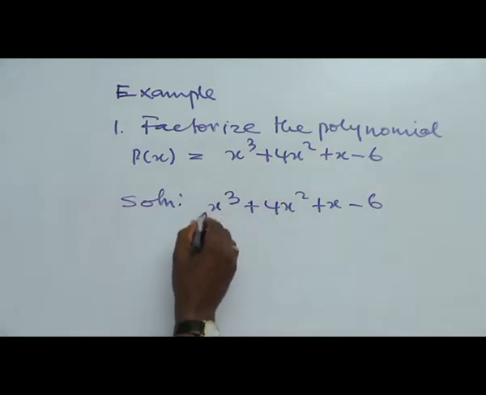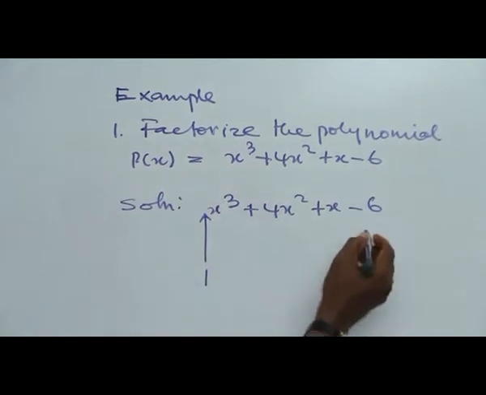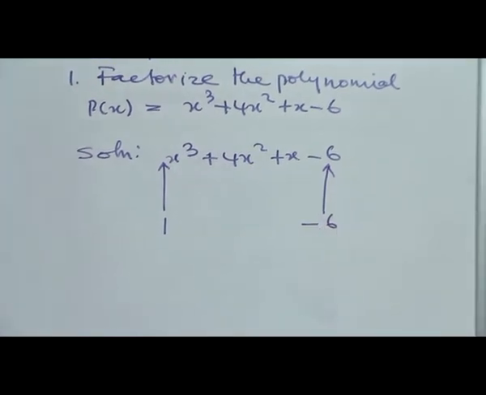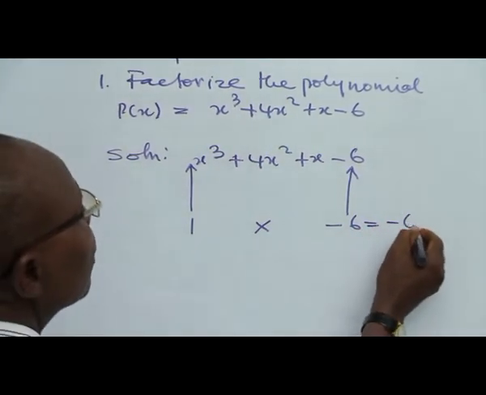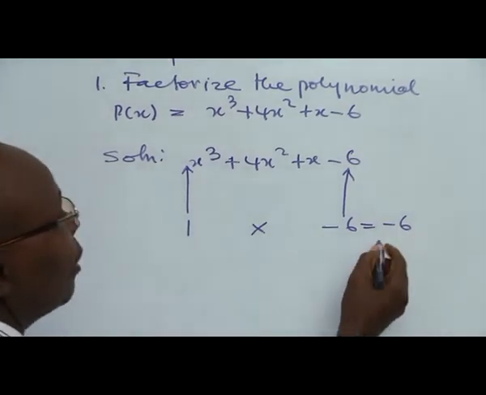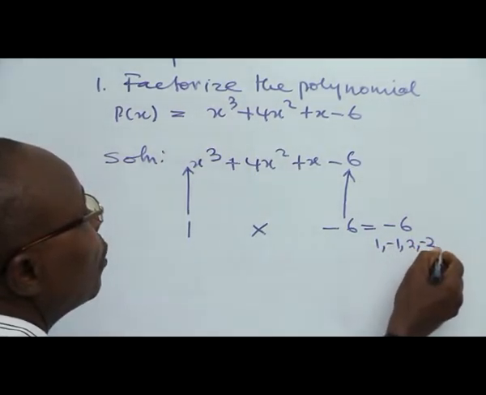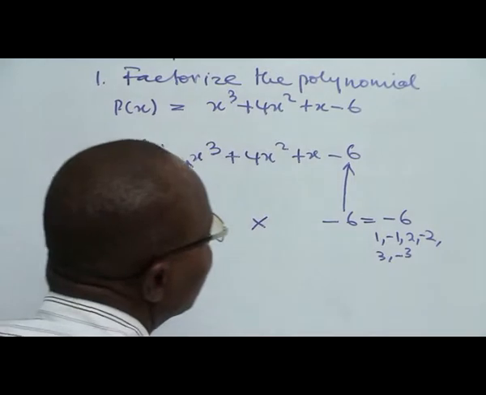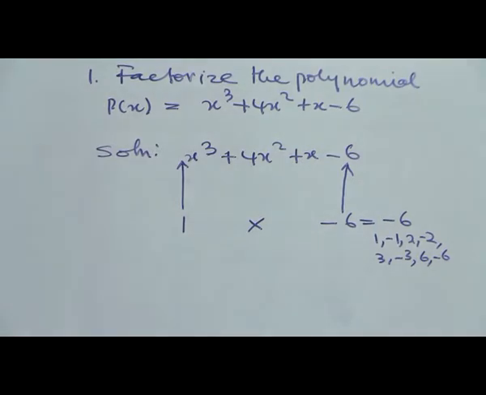Bring out the coefficient of s cubed. The coefficient of s cubed here is 1. Bring out the constant term here, and the constant term here is minus 6. Find the product of these two, and that will give you minus 6. The factors we will try, the factors of 6: you have 1, minus 1, 2, minus 2, 3, minus 3, and of course 6 and minus 6. These are the factors of minus 6.